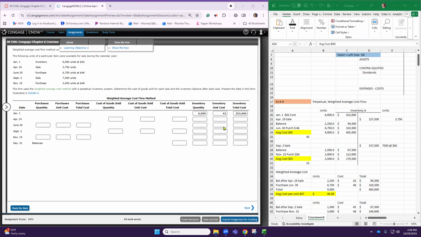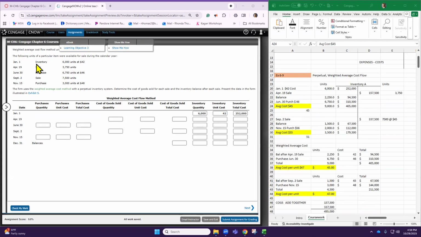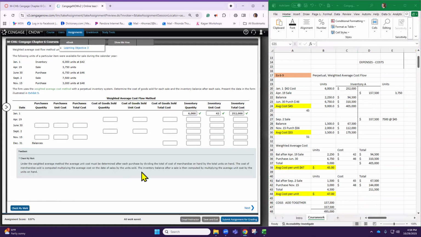I think perpetual is sometimes easier to do because it has you keep track. As you can see, we're going to go through a whole year of this inventory. So on January 1st, we had inventory of 6,000 units at $42 apiece. If you take 6,000 times $42, you get 252,000 as the beginning inventory. You'll always want to start with how much is sitting there.